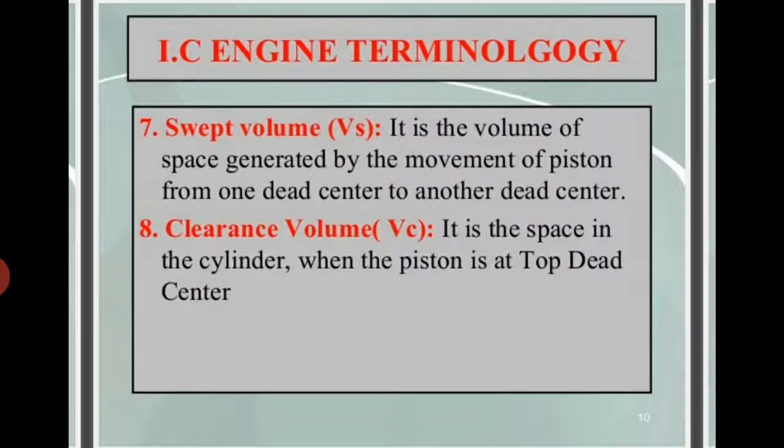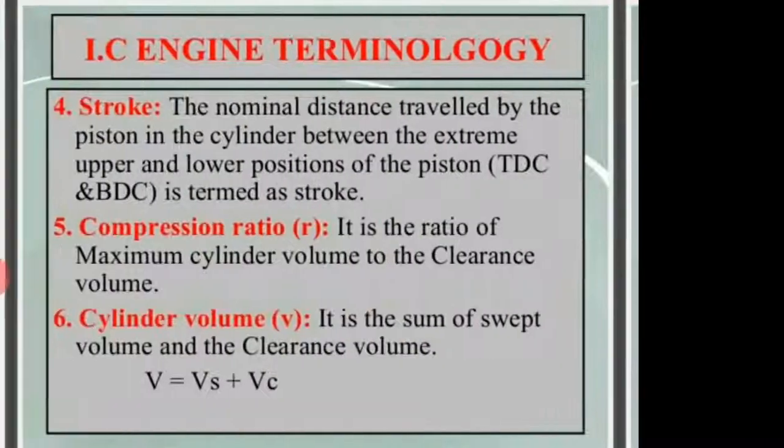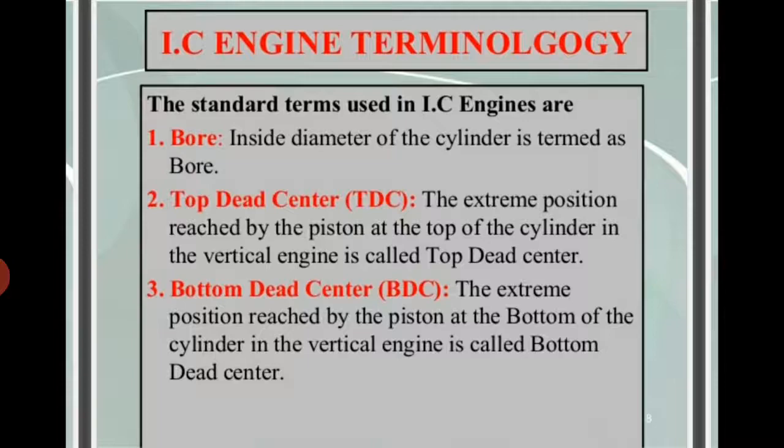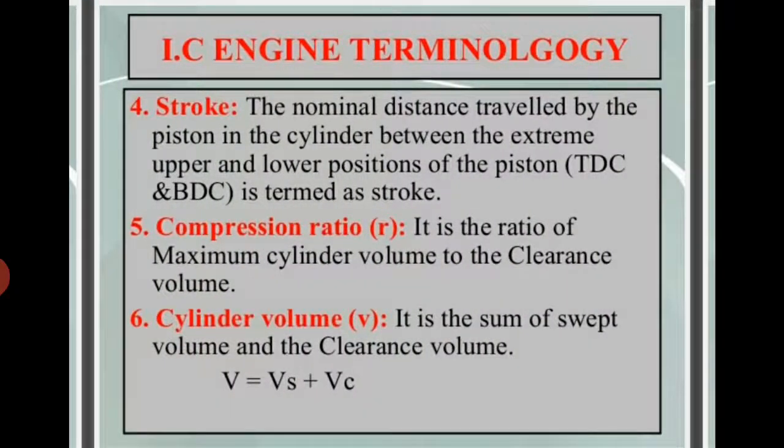You can also see in this terminology part the top dead center: the extreme position reached by the piston at the top of the cylinder is called top dead center, and the extreme position reached by the piston at the bottom of the cylinder is called bottom dead center. Now stroke, I already explained: the nominal distance traveled by the piston in the cylinder between the two extreme positions, that is TDC and BDC, is called stroke.